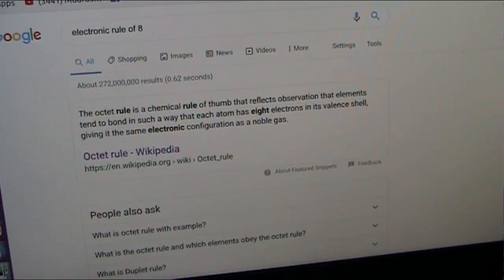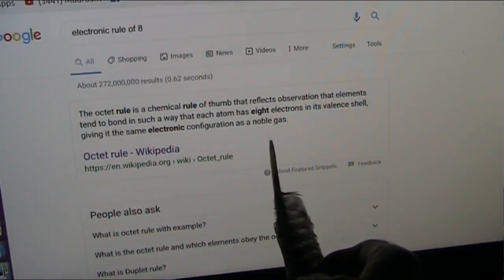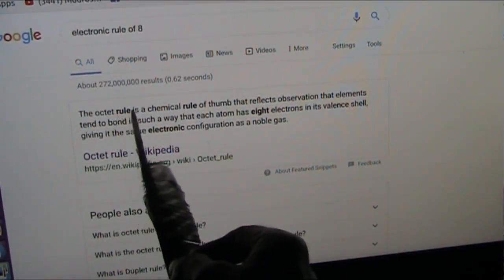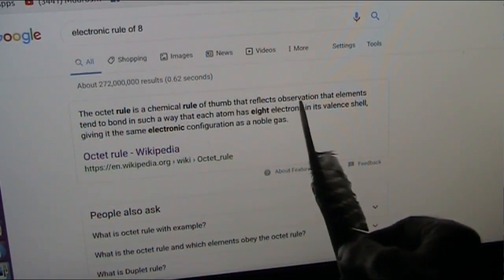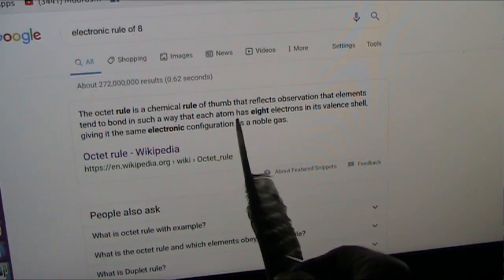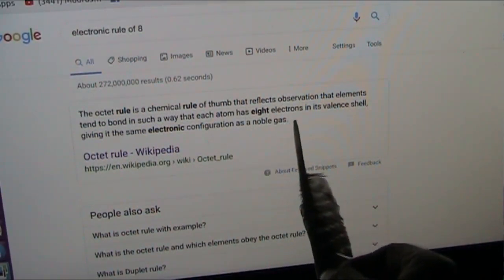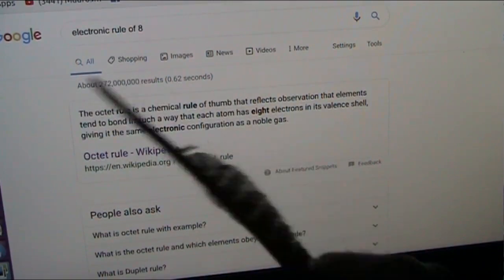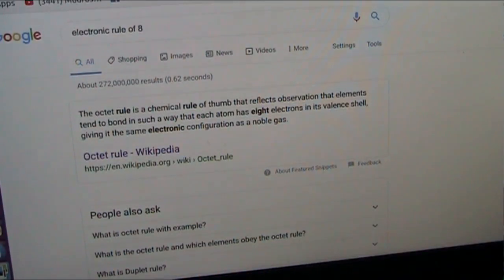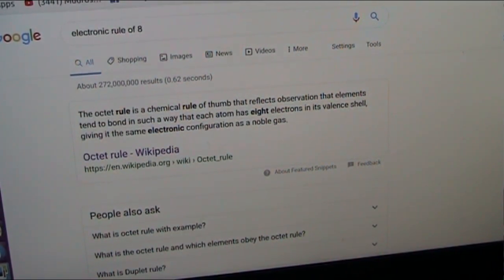All right, stability is in noble gases. They have 8 electrons in their valence shells. Well, guess what? That's called the octet rule, and it's a chemical rule of thumb that reflects the observation that elements tend to bond in such a way that each atom has 8 electrons in the valence shell. That is the outside shell. It gives it the same electronic configuration as noble gases, which are stable gases. So we're looking for stability at certain resonance frequencies and exactly what electron flood states. And here they are.